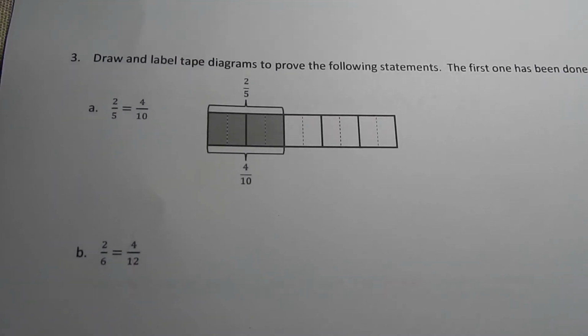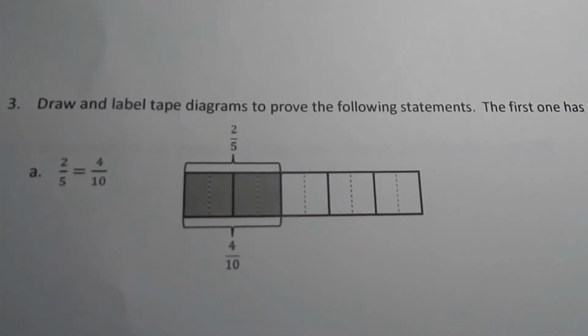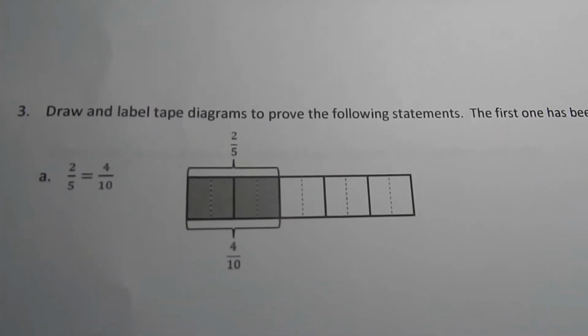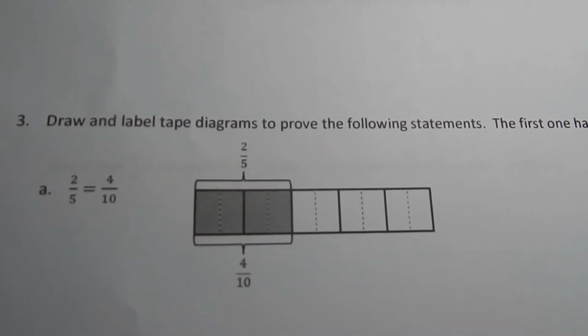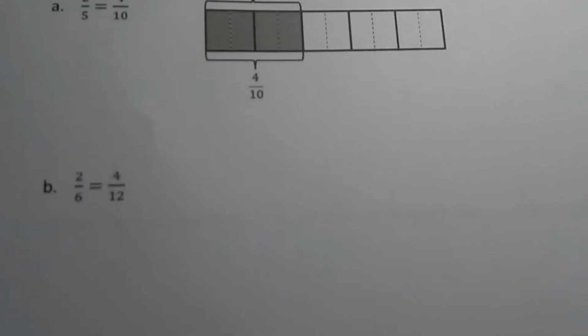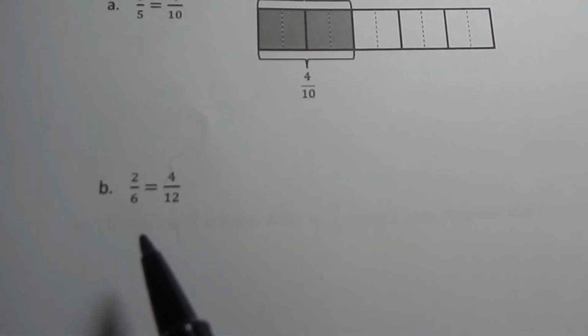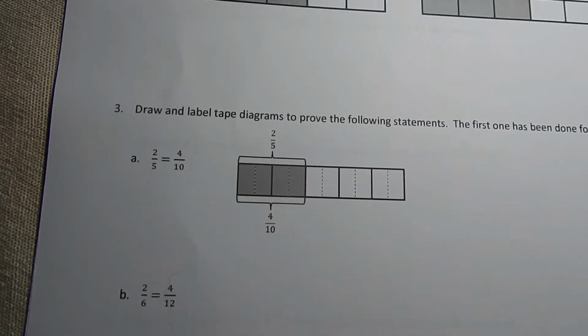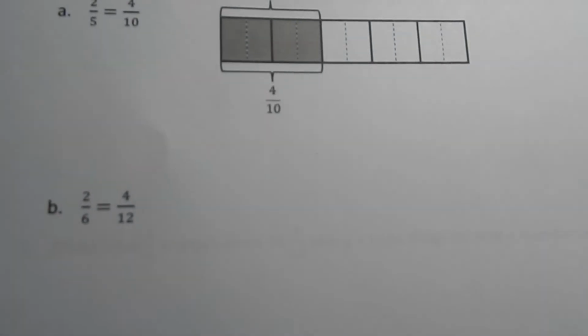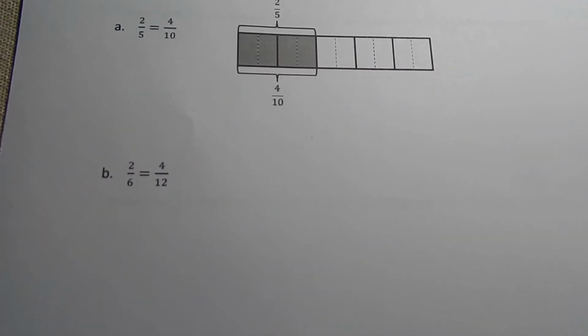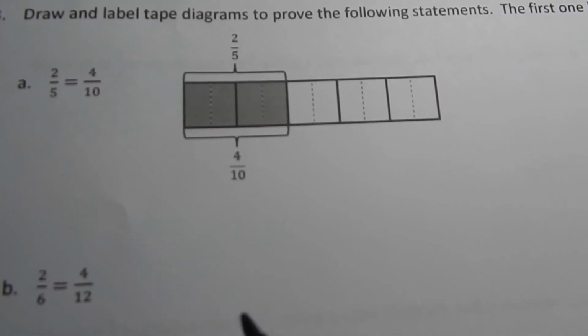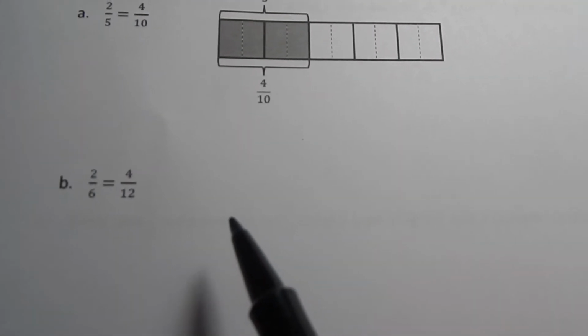And I know that in the other video I had said that I really don't like starting out with all the dotted lines in here and everything, that I would much rather prefer to start with a clean one for you so you can really see the whole process. So let's show that 2/6 is equal to 4/12. So if I want to show that, the first thing I have to do is draw my tape diagram.